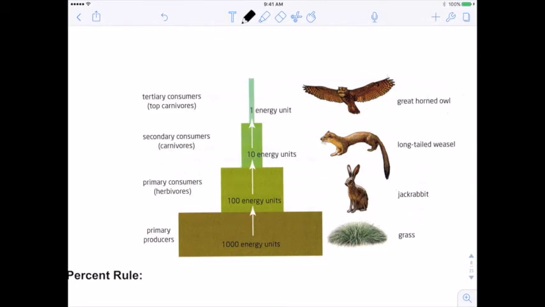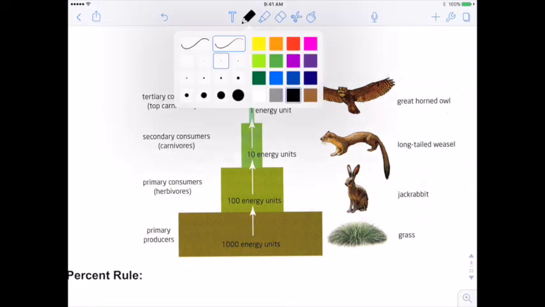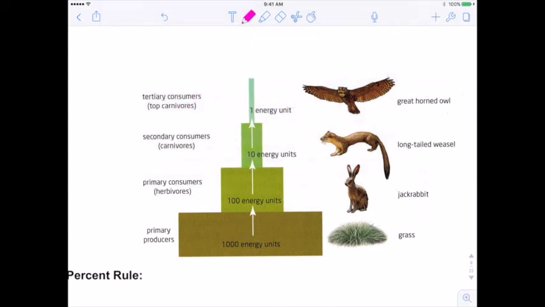So we can convert this in terms of energy, and we say that the most energy is in the plants. So let's say that plants have 1,000 units of energy. If we piled them all up, they equal 1,000 energy units. Of those 1,000 energy units, only 100 energy units are transferred at the next trophic level. So by how much have we decreased? Well, 100 is 10% of 1,000.